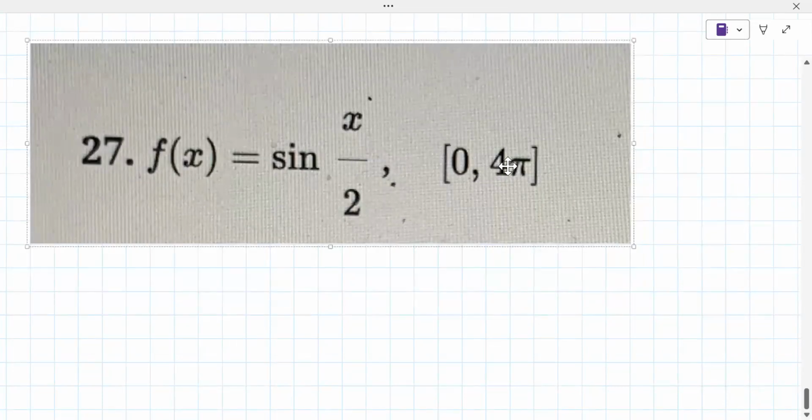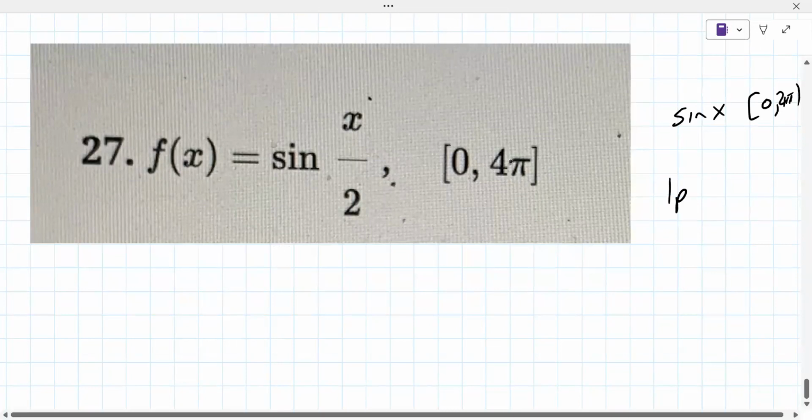This 0 to 4 pi is actually the same as saying, like, if it were sine x 0 to pi, they're just saying do it 2 pi. It's saying do it for 1 period. Okay. That's all that's referring to.